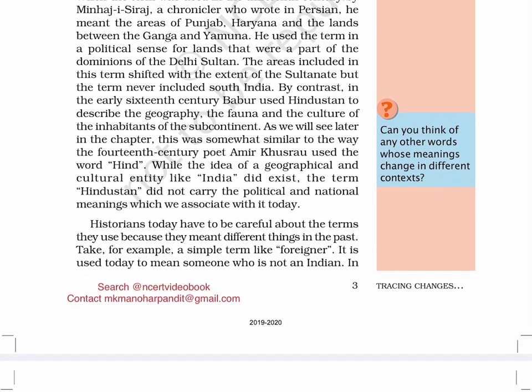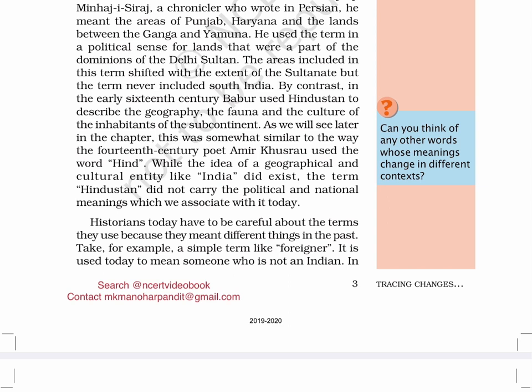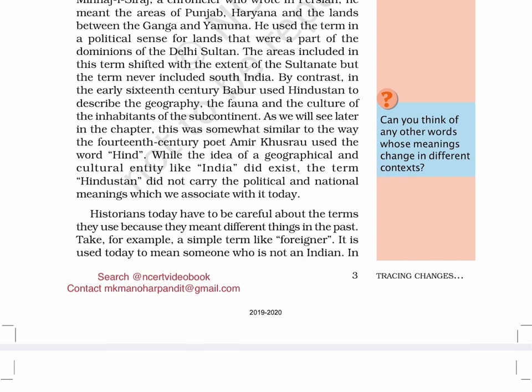By contrast, in the early 16th century, Babur used Hindustan to describe the geography, the fauna and the culture of the inhabitants of the subcontinent. As we will see later in the chapter, this was somewhat similar to the way the 14th century poet Amir Khusro used the word Hind. While the idea of geographical and cultural entity like India did exist, the term Hindustan did not carry the political and national meanings which we associate with it today.